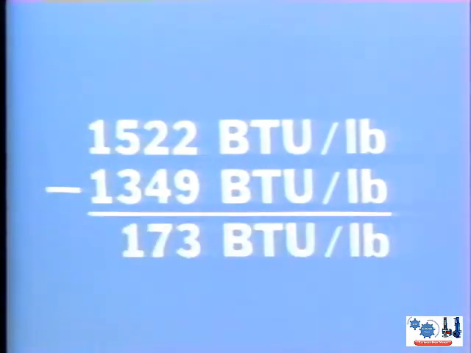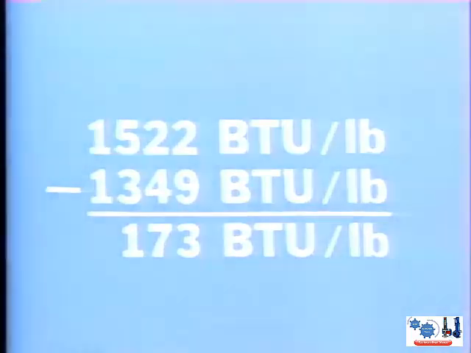At the outlet of the HP turbine, the enthalpy is approximately 1,349 BTUs per pound. Enthalpy at the outlet of the reheater is approximately 1,522 BTUs per pound. The difference, then, is 173 BTUs per pound. This means that 173 BTUs are transferred to every pound of steam as it passes through the reheater.